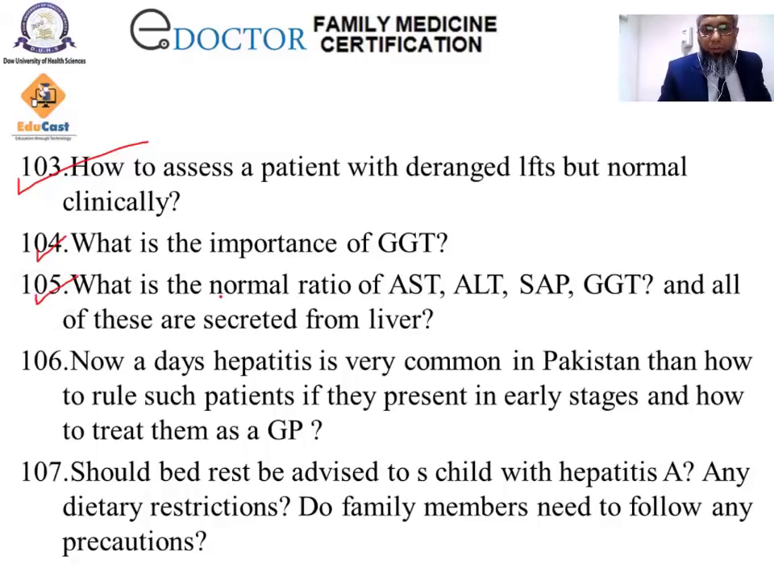Question number 105. What is the normal ratio of AST, ALT, GGT, and are all of these secreted from the liver? Yes, all of them are secreted from the liver. In the AST, ALT ratio, ALT is high as compared to AST. If AST is high, then this is mitochondrial damage. ALT, as I mentioned in my talk, is a cytosolic enzyme. It gets elevated in hepatocyte damage, whereas any injury to the mitochondria, any ischemic injury, can raise AST, so the ratio gets reversed. Similarly, the ratio gets reversed in alcoholic injury.